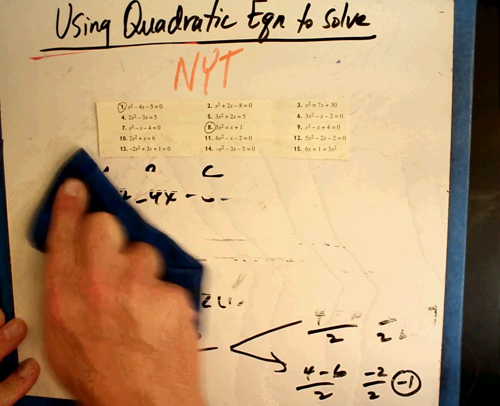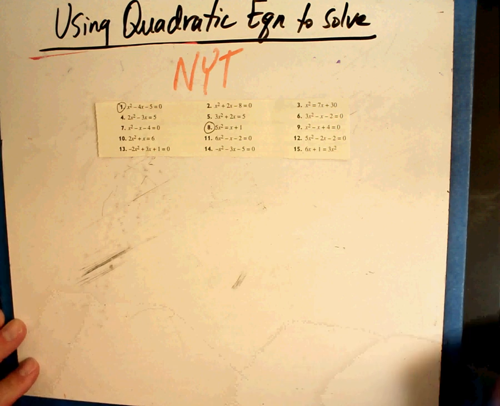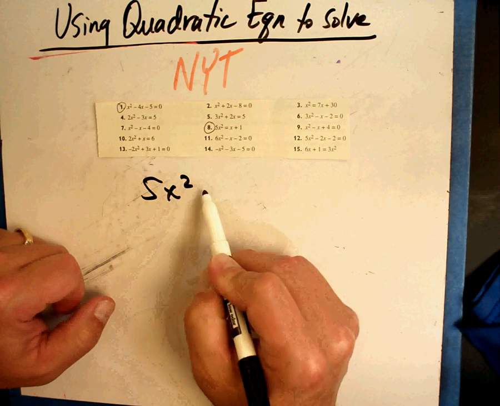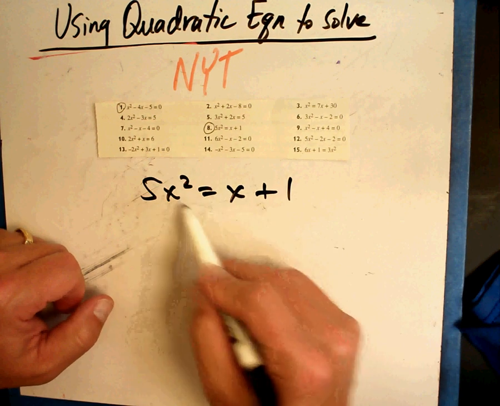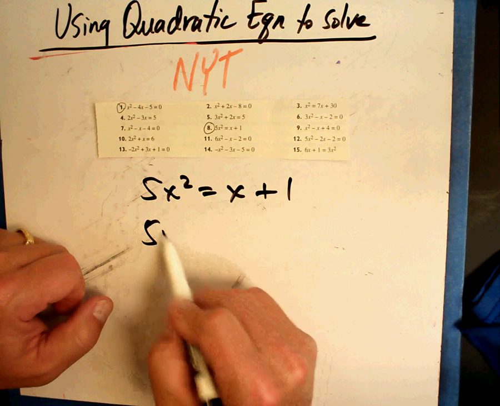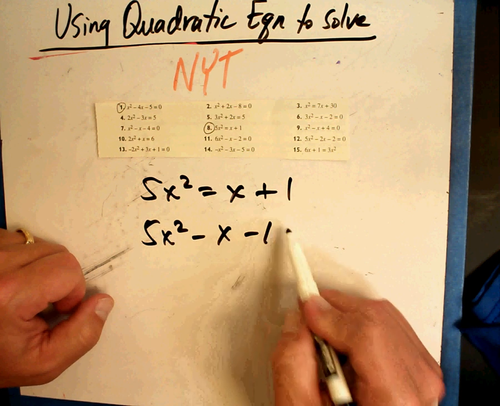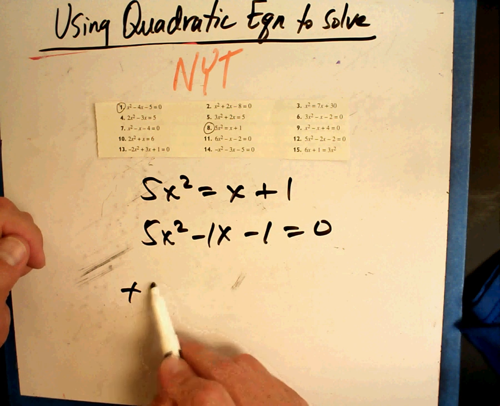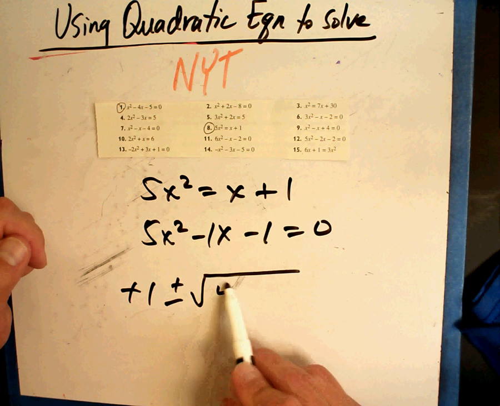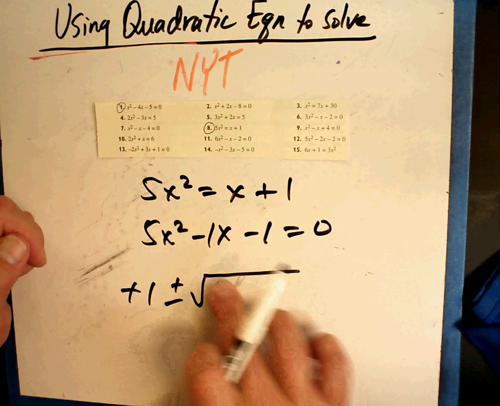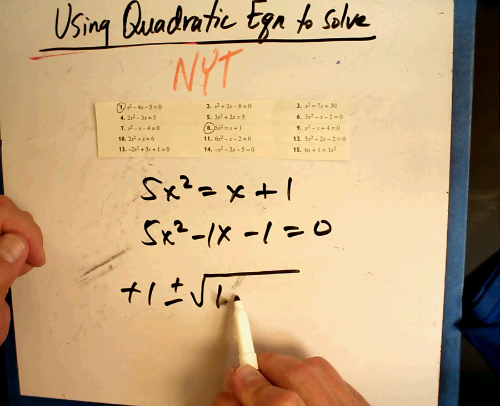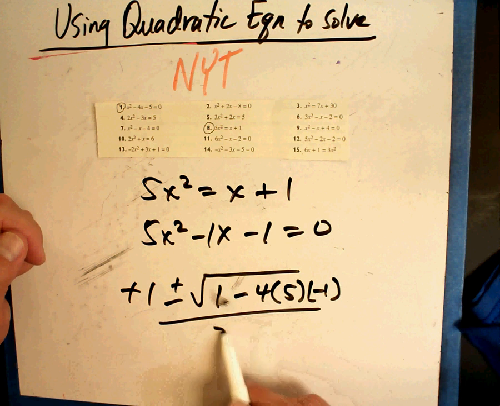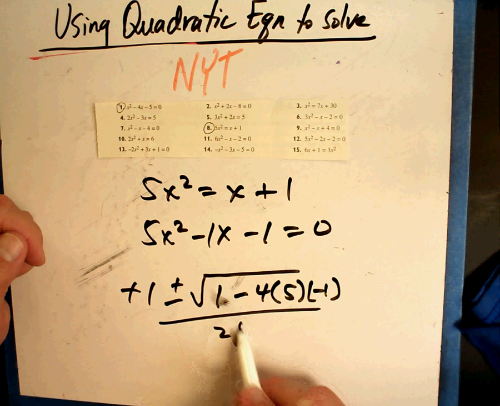Okay, when I do number 8, a little trick to it, remember in the first video it has to be in descending order, so I'm going to go ahead and take that 5x squared equals x plus 1. I'm going to move the x over and move the 1 over, so it becomes 5x squared minus x minus 1 equals 0. Now I can do the quadratic. Minus b, minus a minus 1 to plus 1, plus or minus square root of b squared, which is 1, minus 4 times a times c over 2a, 2 times 5.